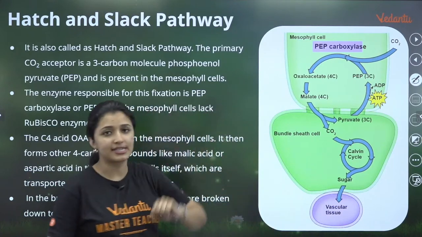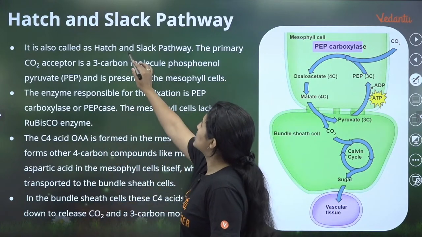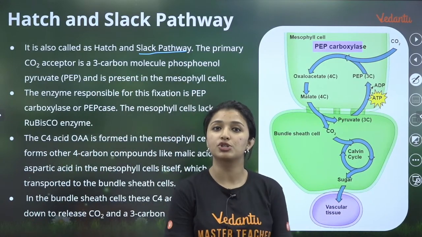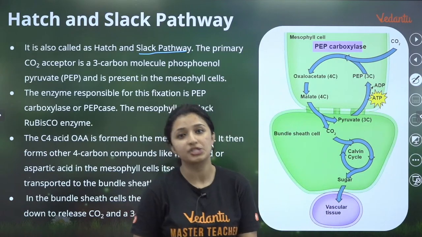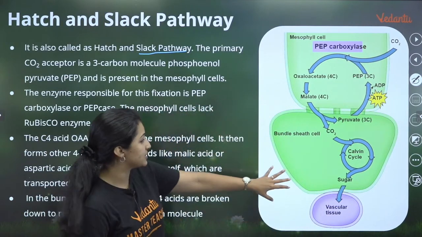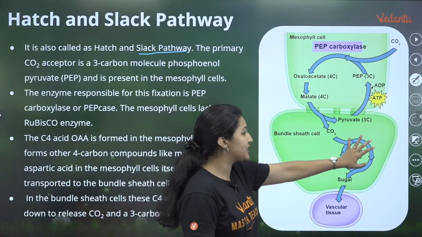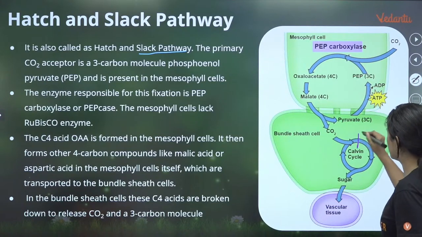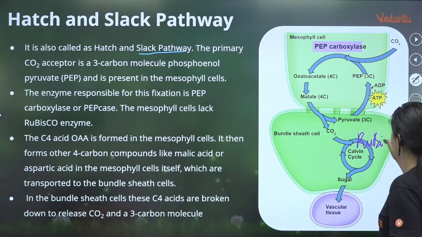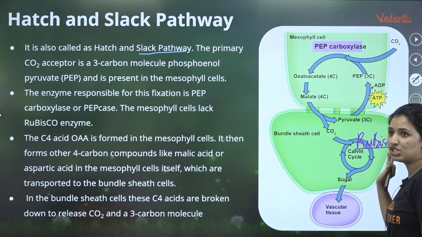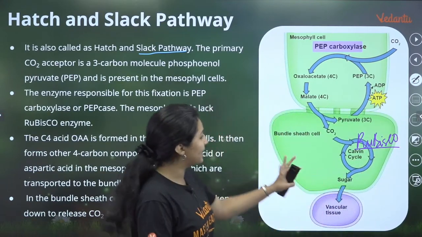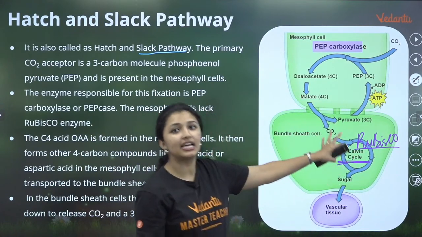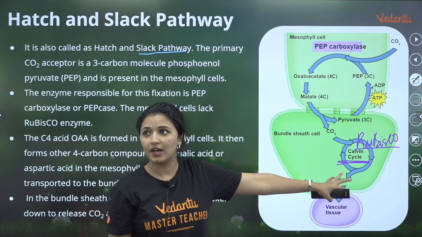Now, let's look at the cycle. It's also called the Hatch and Slack pathway. Here the primary carbon dioxide acceptor has also changed. We don't use Rubisco anymore, because where is Rubisco? Rubisco has been put inside here. Let me show you where. This guy is in jail: Rubisco along with RuBP, everybody is here. The Calvin cycle is happening here. Our C3 cycle takes place inside the bundle sheath cell.